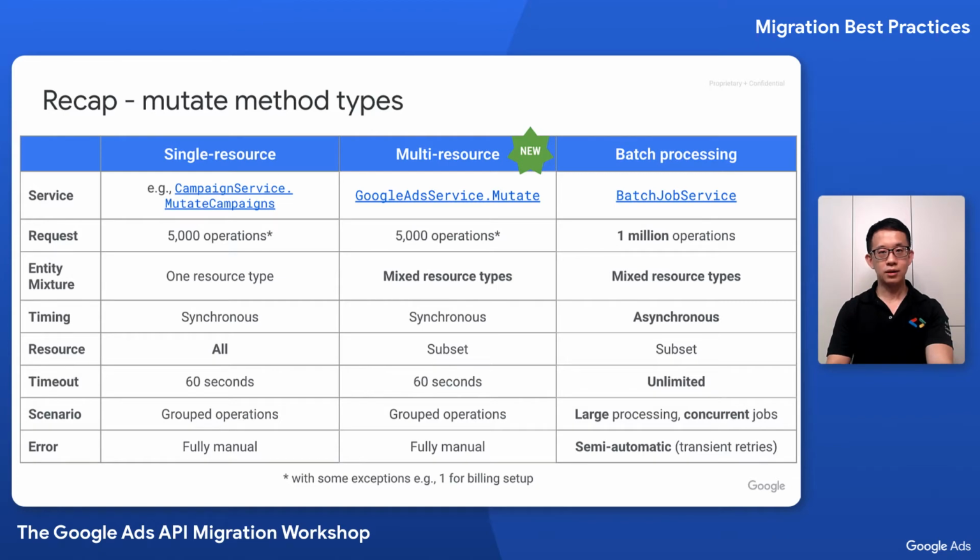The timeout is unlimited because it is an asynchronous connection. So this is suitable for large processing and concurrent jobs. The error is semi-automatically handled, especially for the transient errors on the server side.